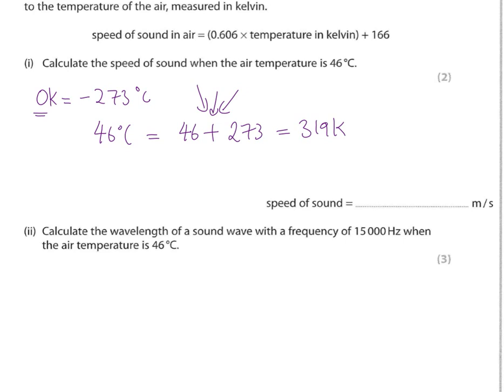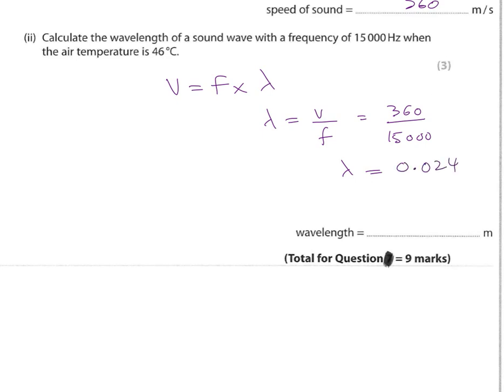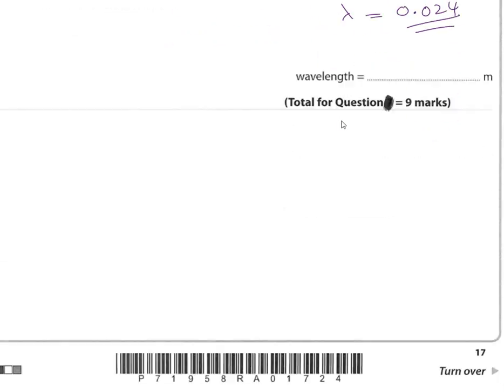Then we need to use the equation, so speed is equal to 0.6 times this plus this. This will give us 360 there. And then here we need to find the wavelength, so wave speed is equal to frequency times wavelength. Wavelength is equal to speed over frequency. Speed we know, 360 over 15,000. This will give us a wavelength of this much. Okay, 3 marks, good.